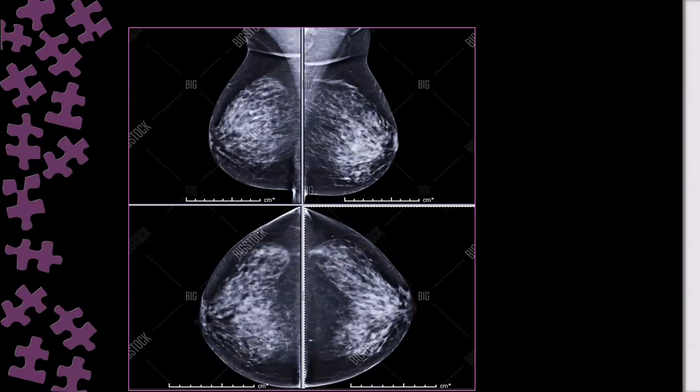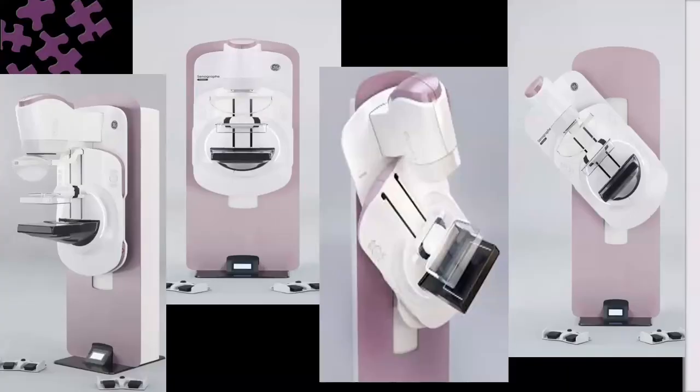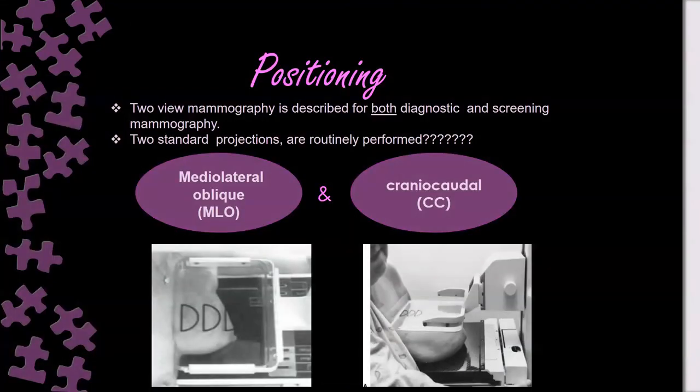And what are these? These are the standard mammographic views. Yes, excellent. These are the right and left MLO and right and left CC views, which are the standard mammographic views. With modern machines, angulation and all these procedures are much easier than before.